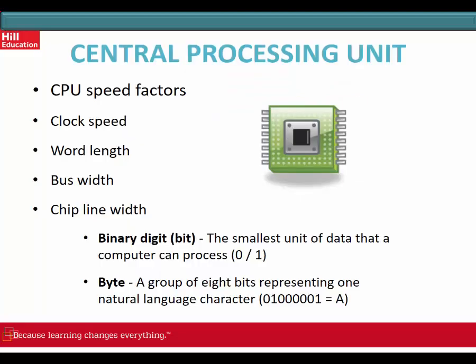We've already discussed the speed factors, but I wanted to draw your attention to the terms at the bottom of the screen: bit and byte. A bit is the smallest unit of data that a computer can process. A bit is represented by a 0 or a 1, which essentially translates to a transistor, which is on a chip, being in the on or off position.